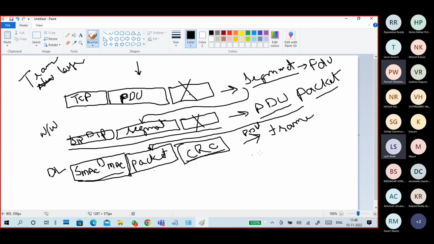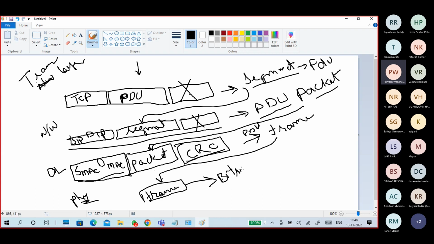So this frame is finally sent to which layer? It is the physical layer. These frames will be converted into a bit stream. Nothing will be added. The first important thing is the bit stream. The bit stream depends on the network, according to the network connectivity.